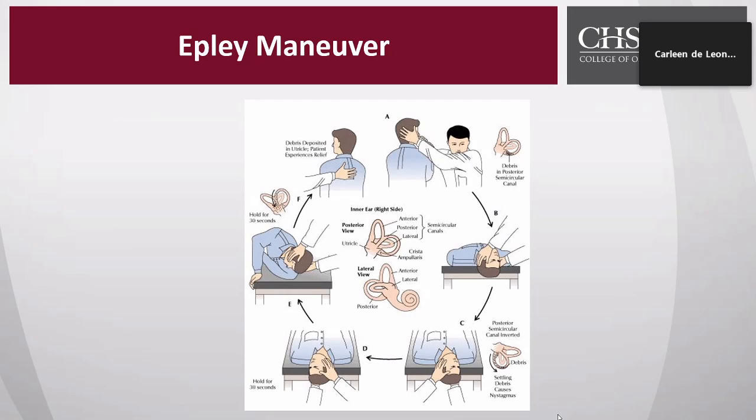What you do is put the person in 3 different positions. You start with the head to the right, lay them down, and do it 3 times on one side, and then you do the 3 other movements on the other side to do both ears and essentially dislodge the crystals in each semicircular canal. So that's why you do it. There's 3 on one side and 3 on the other side.